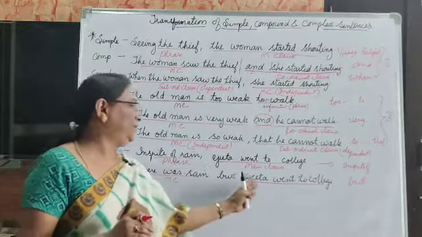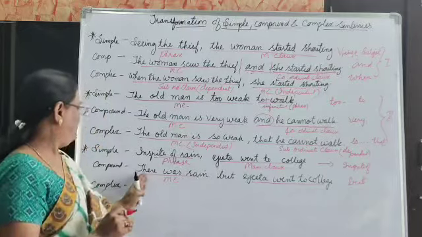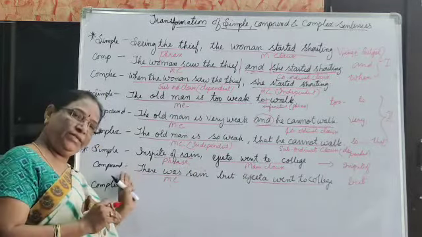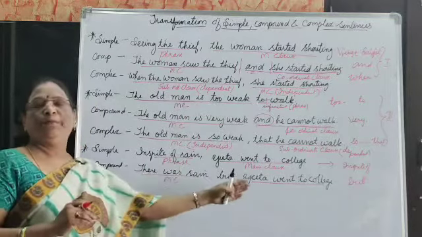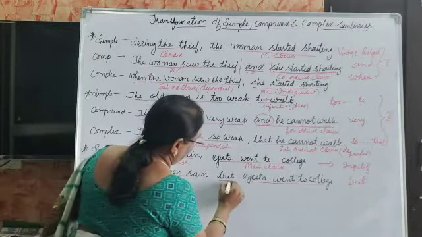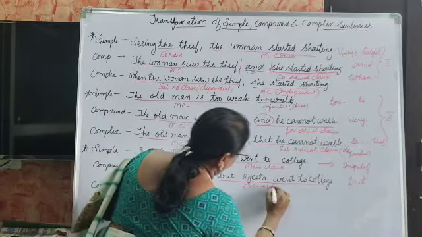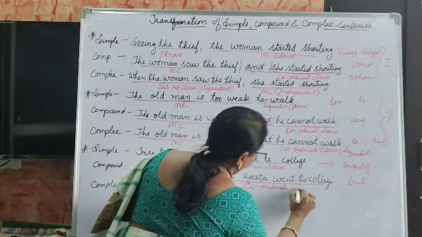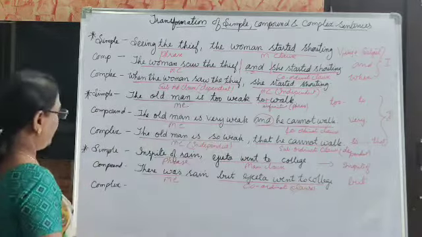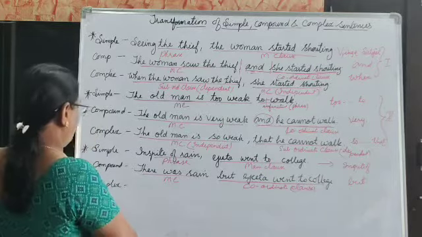So both independent clauses are joined by using a conjunction in a compound sentence. There are two independent sentences in a compound sentence. "There was rain" is the main clause, and "but Geeta went to college" is the coordinate clause. Next, let us see how this is changed into complex.